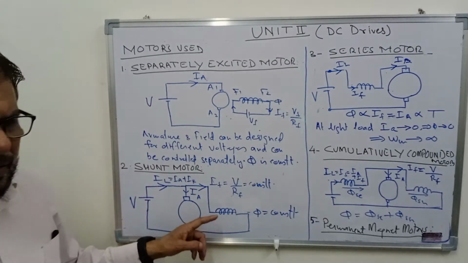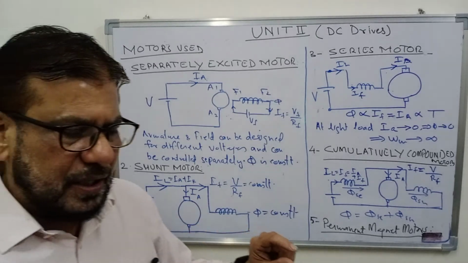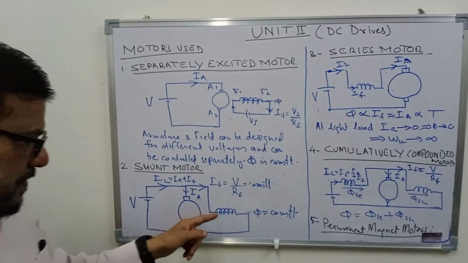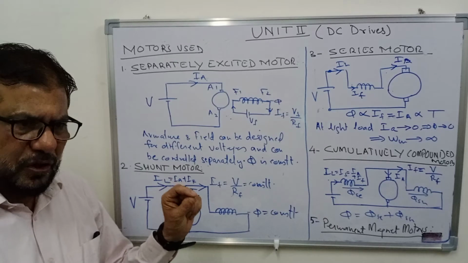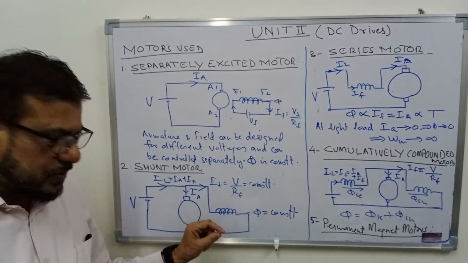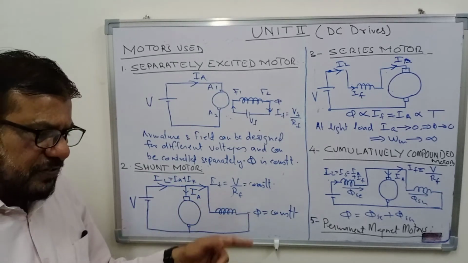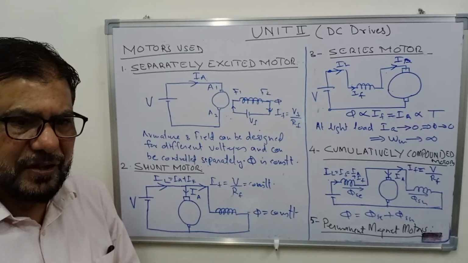So here the windings used for the field winding will be of small diameter, thin conductors will be used, and to produce enough flux, a large number of turns are required.